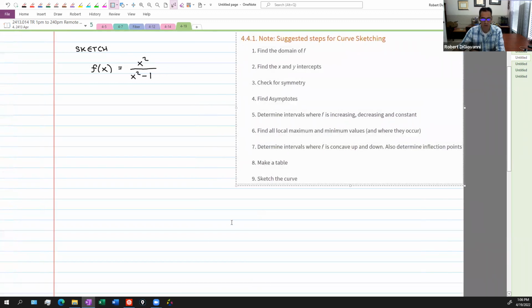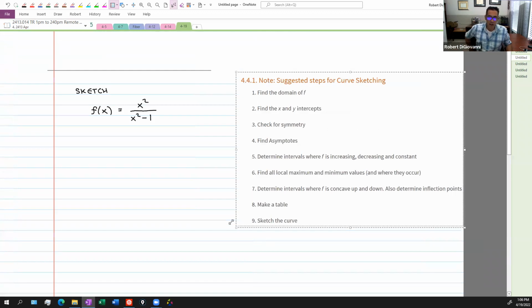So here we go. I'd like to sketch the curve x squared over x squared minus 1. Now this is a rational function. This is something that you would have sketched in college algebra, but how accurate you could be with it would be limited in college algebra. We can be very accurate with it here in calculus. So let's go through these steps.